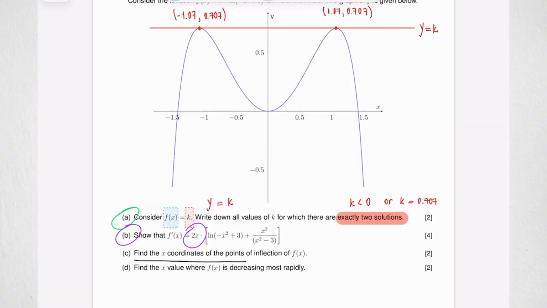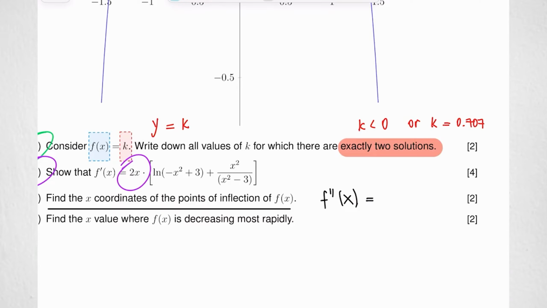Find the x-coordinates of the points of inflection of f of x. Points of inflection are found when f prime prime is equal to 0. So you can, for example, take f prime and differentiate it again. That's not a good idea because it takes a lot of time. And given that this is a GDC exercise, a paper 2 question, you should definitely take advantage of the fact that you can use the calculator.